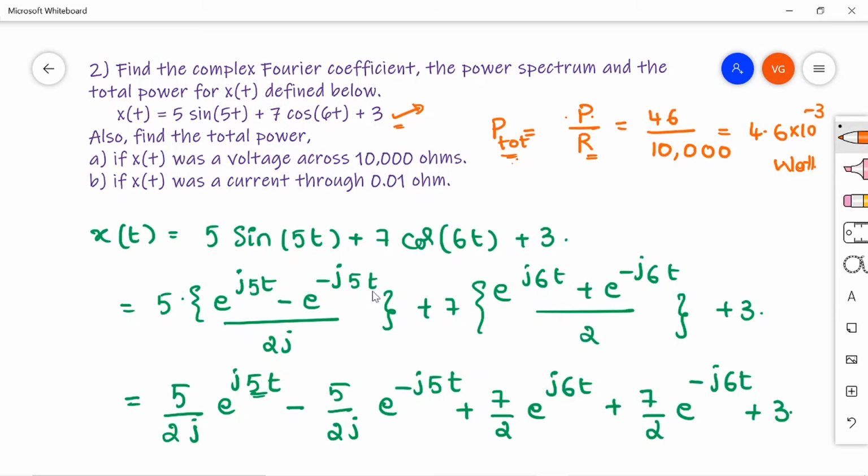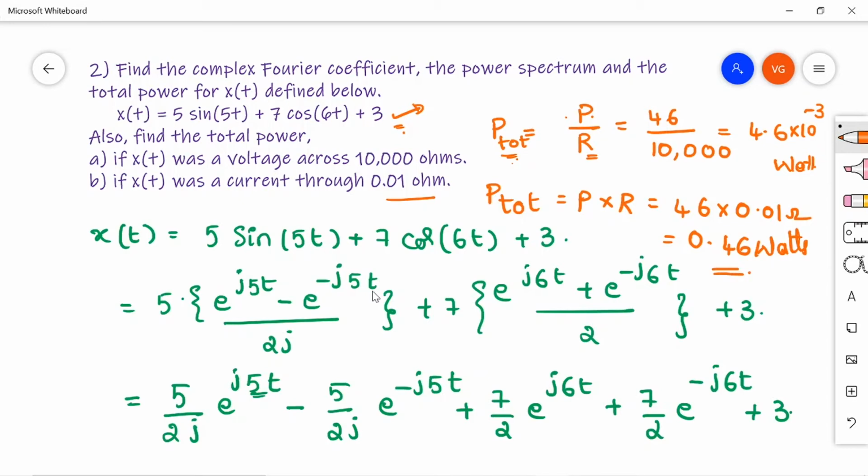Similarly, if this signal was a current signal and is applied across a 0.01 ohm resistor, then what will be the total power? It is applied to a resistor, so the power is I square R. That is given by 46 into 0.01 ohm. So totally you will get 0.46 watts only. The total power is reduced to 0.46 watts here. So this is how you can solve the power related problems.